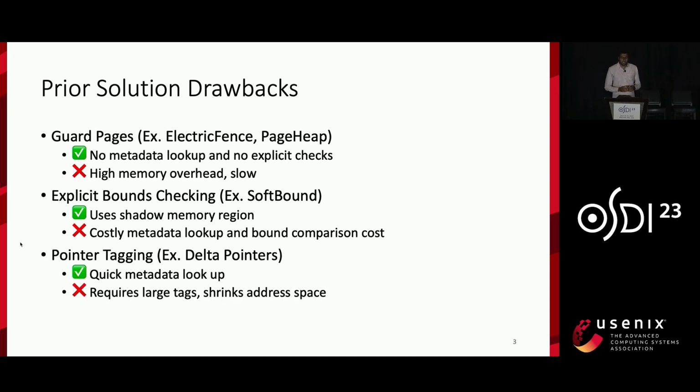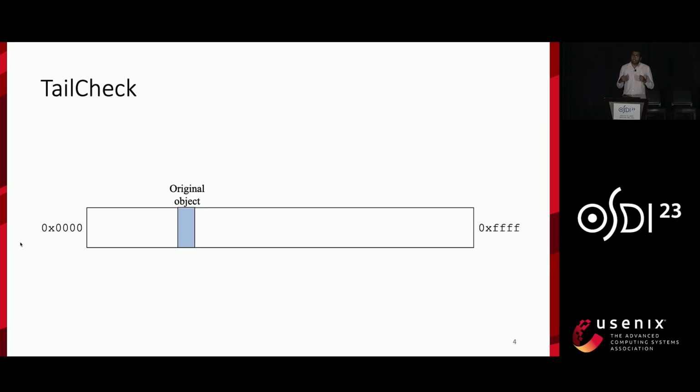Pointer tagging is a more recent approach. It has quick metadata lookup because the metadata is stored in the higher order bits of the pointer. But some solutions that have been proposed previously require larger tags, which requires shrinking of address spaces. So let's look at TAILCHECK now.